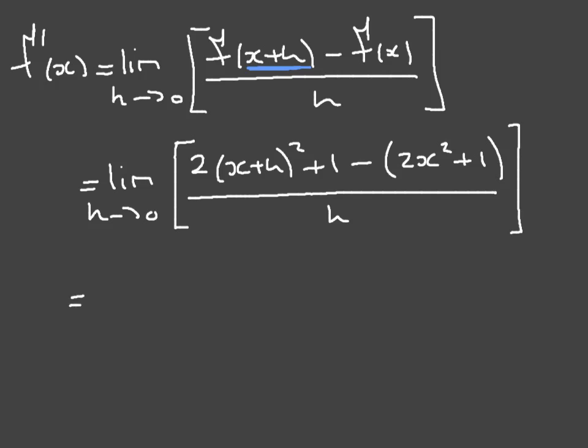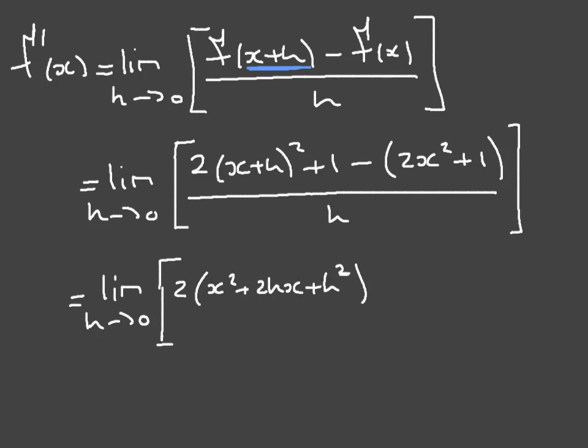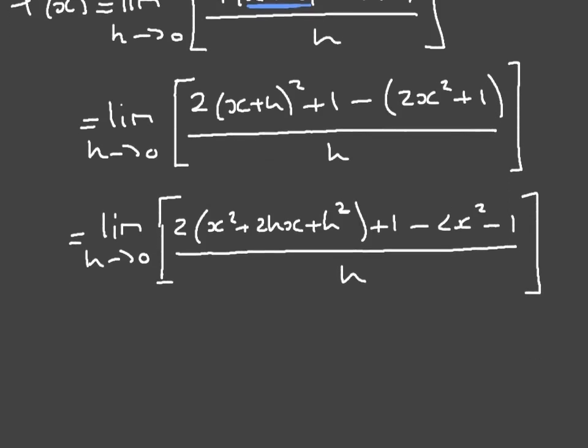So we're going to start by expanding these brackets. Limit as h tends towards 0 of 2 times x plus h squared is x squared plus 2hx plus h squared plus 1 minus, I can open up these parentheses, 2x squared minus 1. Remember, when you open up parentheses which are being subtracted, all the signs change. Again, all of that's over h.